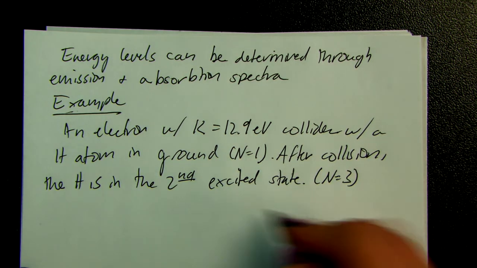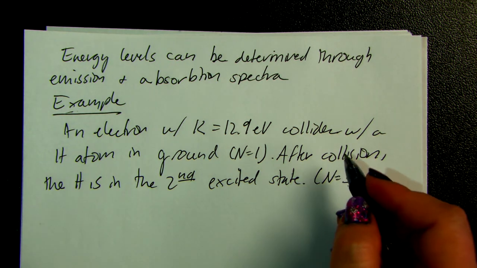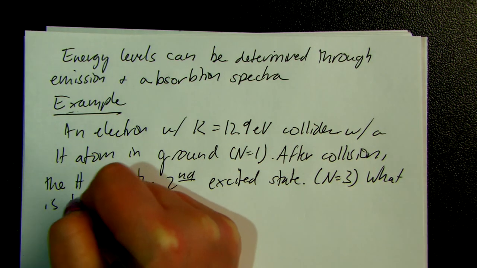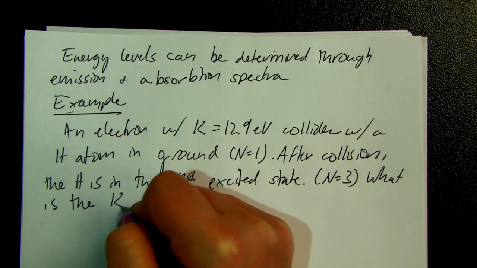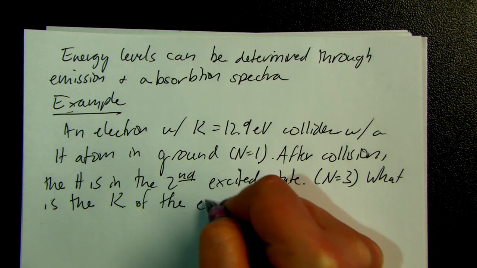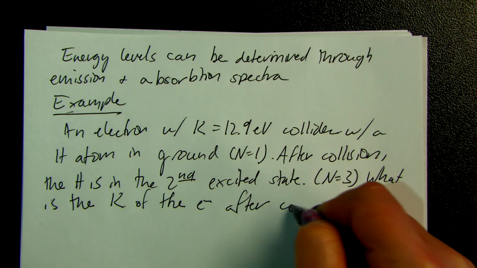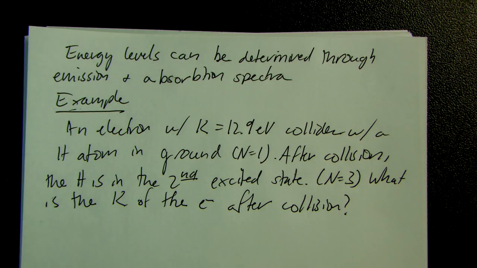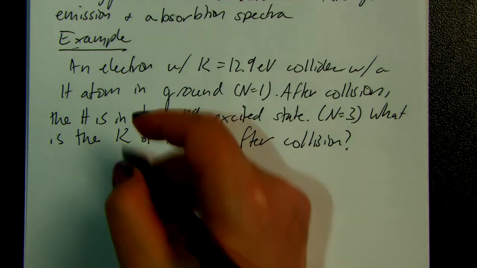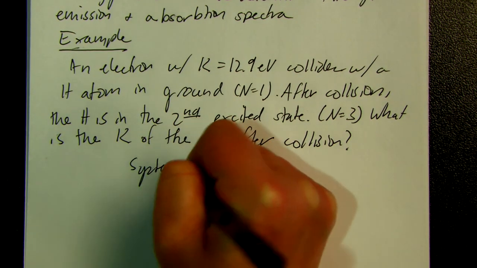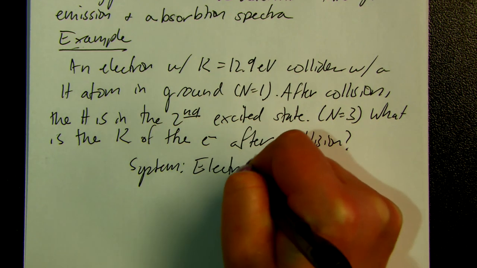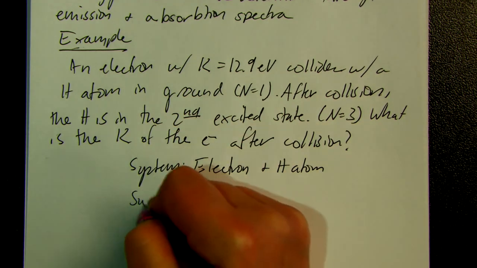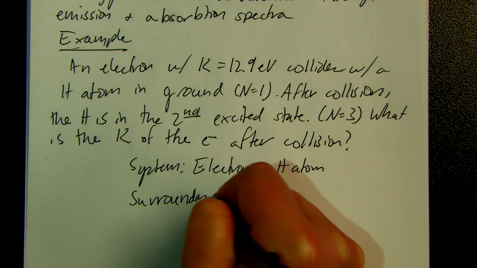So I'm giving you these in the lecture. On a quiz or an exam, I'd expect you to know this. So what is the kinetic energy of the electron after collision? So we know it deposited some of its kinetic energy into the hydrogen atom. We want to know how much is left over. So our system is going to be the electron and the hydrogen atom. That way we have nothing in the surroundings.